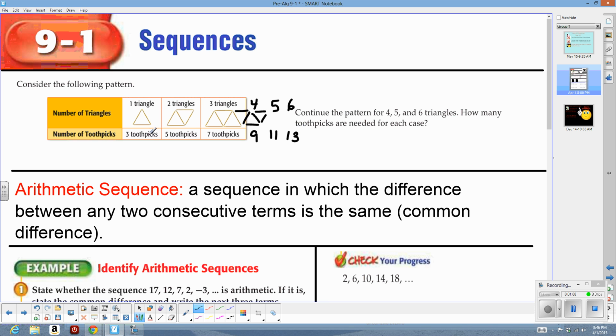This sequence, 3, 5, 7, 9, 11, 13, is called an arithmetic sequence. It's a sequence in which the difference between any 2 consecutive terms is the same, and that is known as the common difference. To go from 3 to 5, we added 2 toothpicks. To go from 5 to 7, we added 2. And from 7 to 9, we added 2, and so on. To get to the next term in the sequence, we always added 2. So the common difference was 2, or that's the difference between any 2 terms.